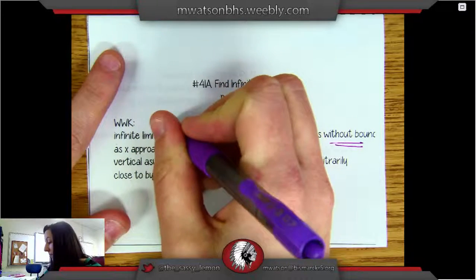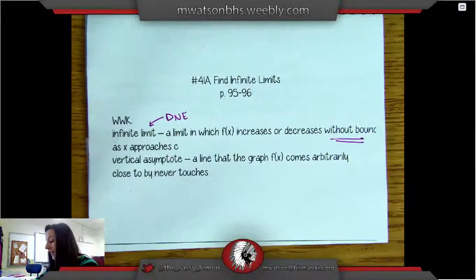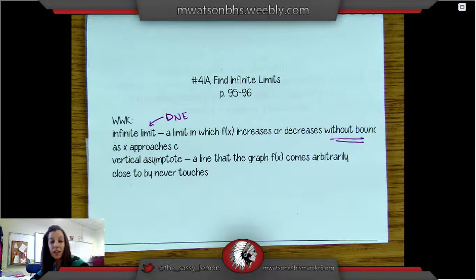So infinite limits are technically categorized as limits that do not exist. So this limit actually doesn't exist, but to help us understand it a little bit more, we do have two types of infinite limits, and we'll talk about that today.